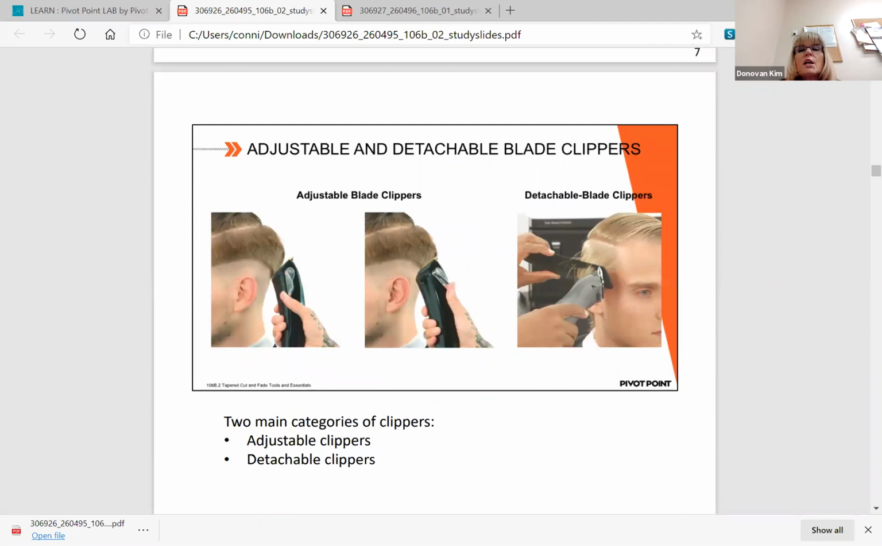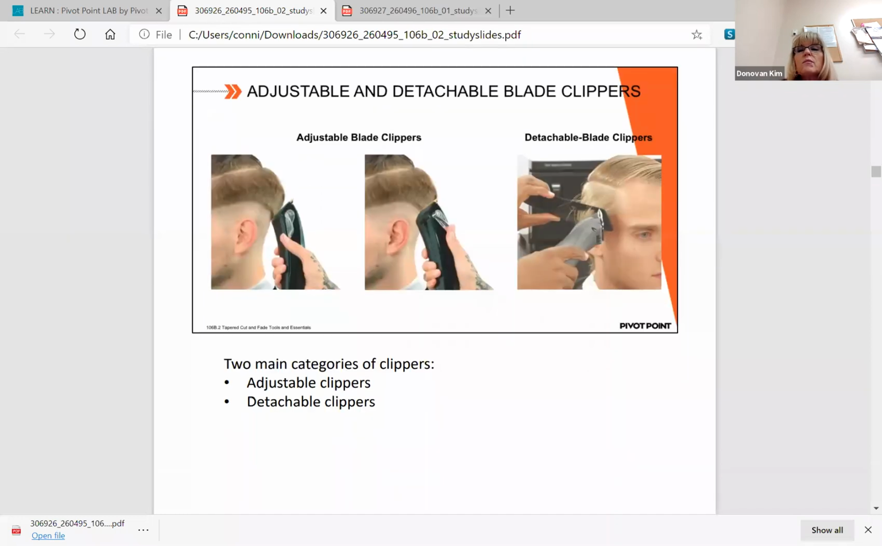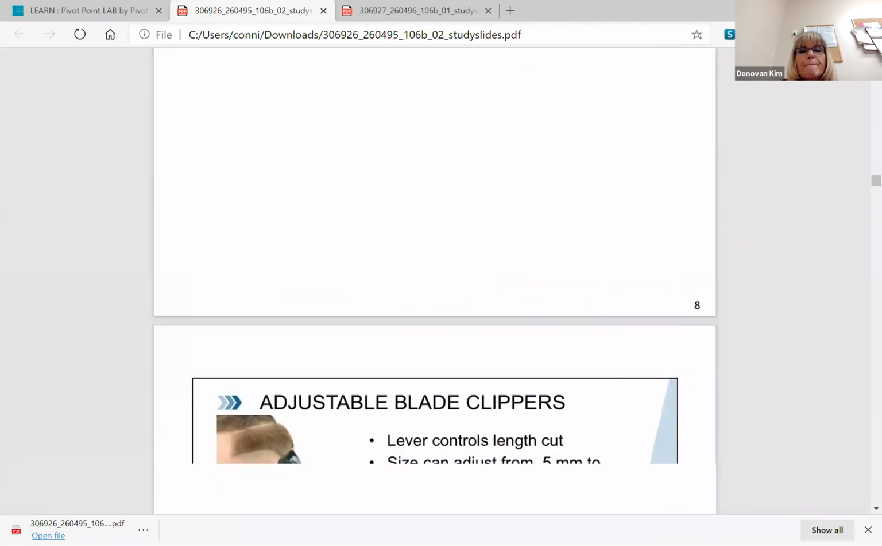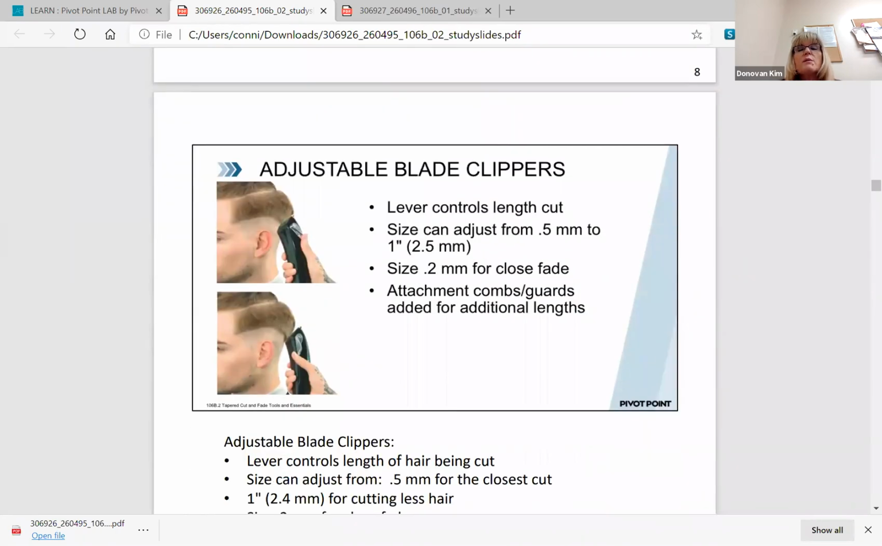Okay. Adjustable and detachable blade clippers. Those are the categories of clippers that they have. So adjustable blade clippers are going to have that little lever on the side. The lever moves the stationary blade closer or farther from the cutting blade. The adjustable blade clippers can adjust from about a 0.5 millimeter to the closest cut to about a 2.5 millimeter for cutting less hair. And I can't even tell you how much of an inch is a 0.5 millimeter.